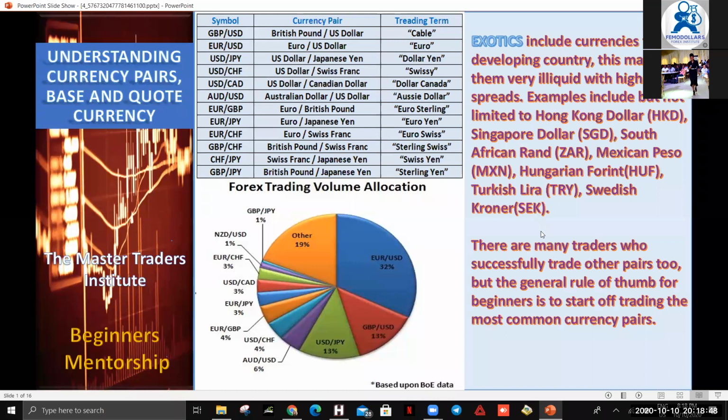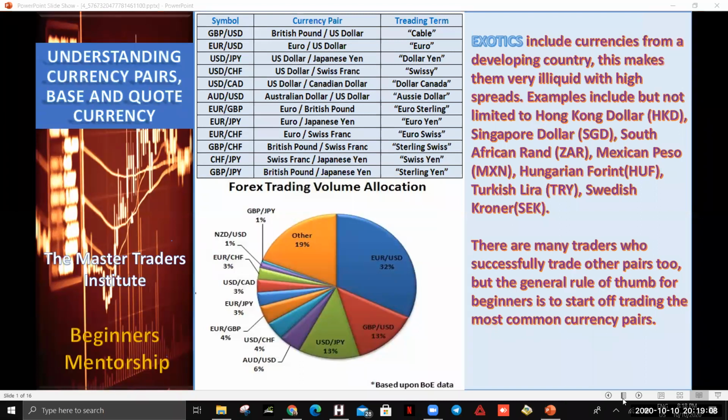There are many traders who successfully trade other pairs too, but the general rule of thumb for beginners is to start off with the most common currency pairs. For a beginner, forget about anything exotic or crosses. Just go for the major ones that have high liquidity, because the government is working and so many things are happening around them. So that's for new beginners. Then when you are getting better, you can learn to trade exotics. I don't even trade exotics. I go for just the ones that have USD pairs.